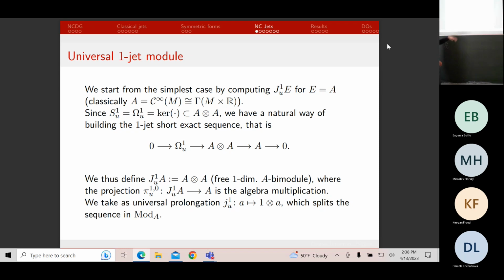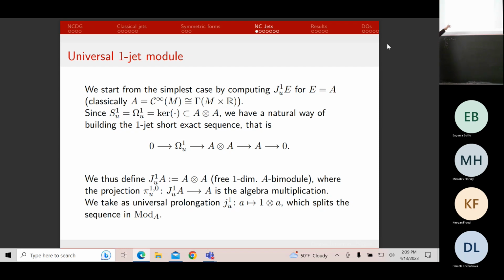Okay, so we define the universal one jet as A tensor A, and the projection to be just the multiplication. And then we choose the prolongation to be right linear. This is because we ultimately would like to transform the jet one functor into a tensor functor. So in order to make sense of the prolongation also with the other bundles, it's necessary to assume that this is right linear. Okay.